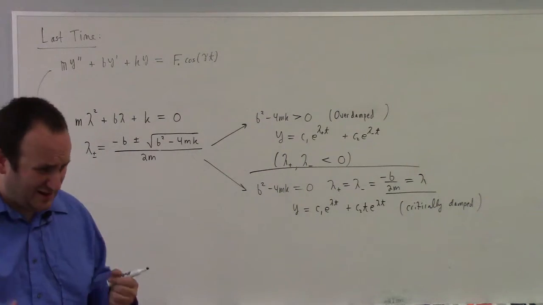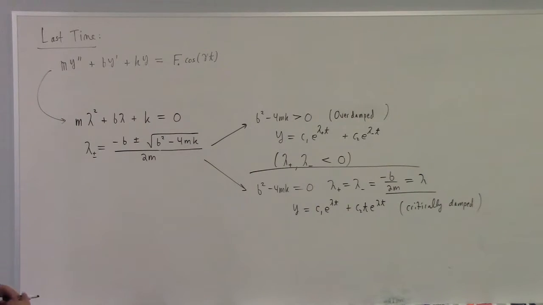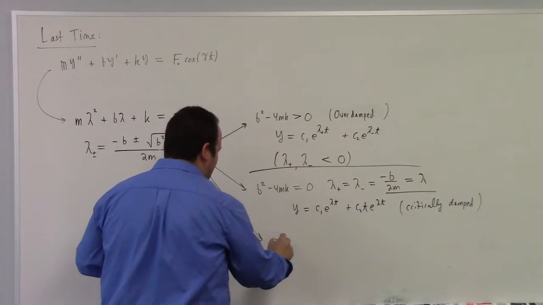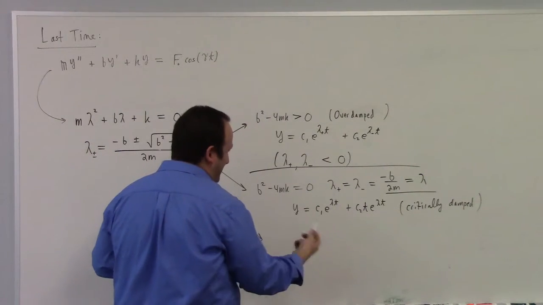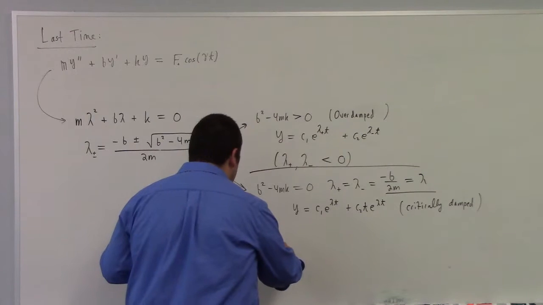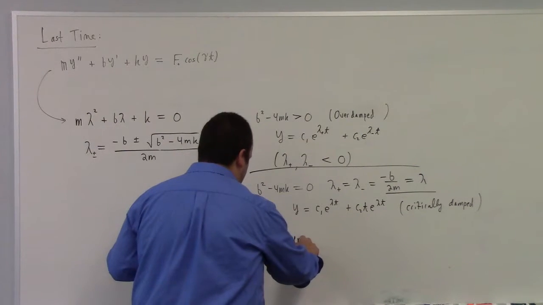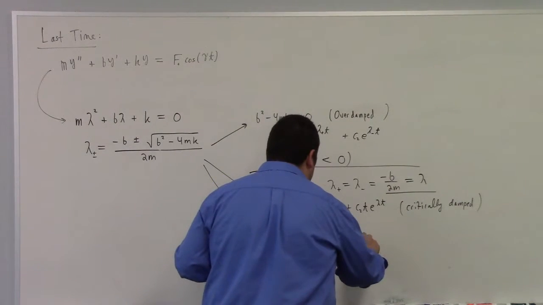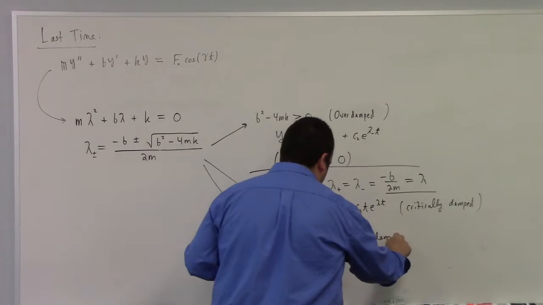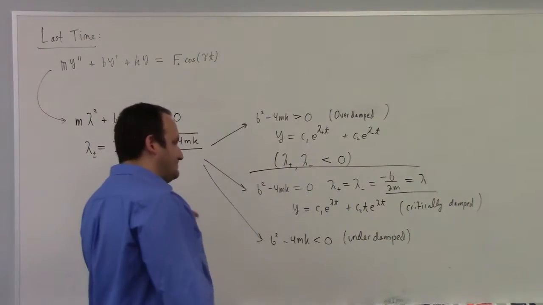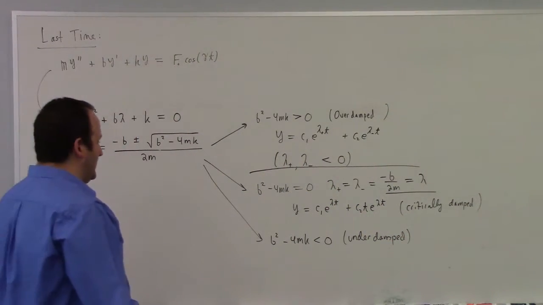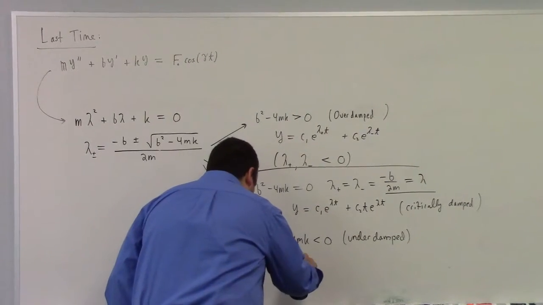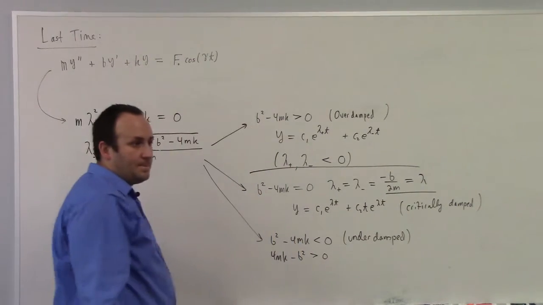All of these terms are stated in section 4.8, and if you're confused by me at the moment, I'm sorry. Don't be. It's really not complicated. There are three cases. They have three names, and I switched two of them. b squared minus 4mk less than 0: this is underdamped. And what that means is that if b squared minus 4mk is less than 0, then 4mk minus b squared is greater than 0, right?